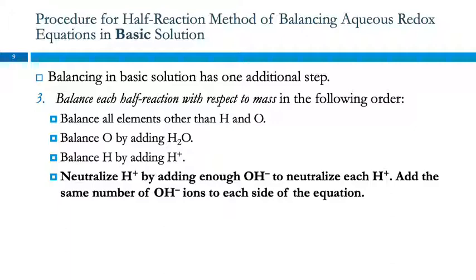So when we're balancing each of the half reactions, we're going to balance the elements other than hydrogen and oxygen. We'll balance the oxygen adding water, balance the hydrogen adding H+. That's all the same. And here's the one extra step. We're going to add an equal number of hydroxide ions to both sides of the equation, because when you have H+ and OH-, they neutralize to water. So we're going to pretend it's acidic, and then once we've got it mostly balanced, we'll fix that and make it basic.